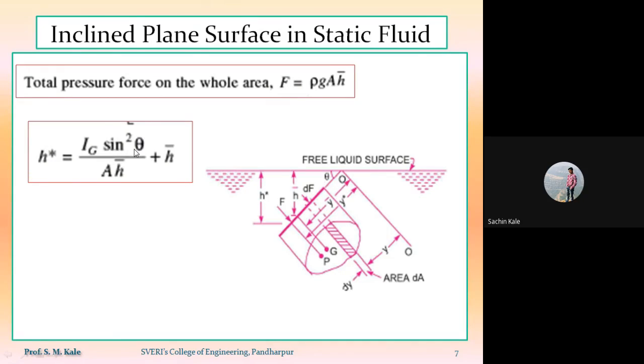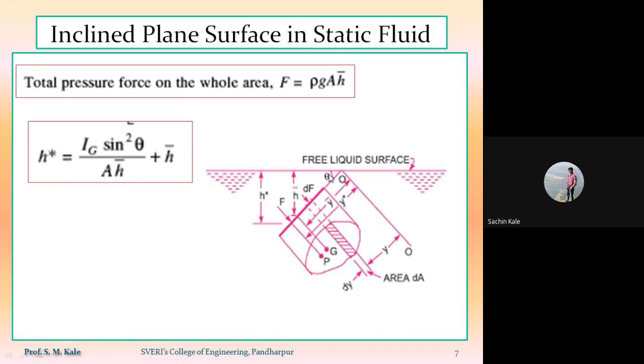So put the value of theta as 90. Sine 90 is equal to 1, so sine square 90 is again 1. So H star is equal to Ig upon H bar plus H bar. The same formula we get in the case of a vertical plane surface.